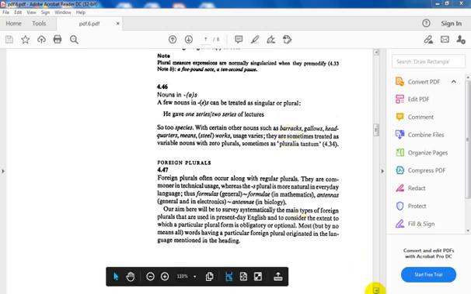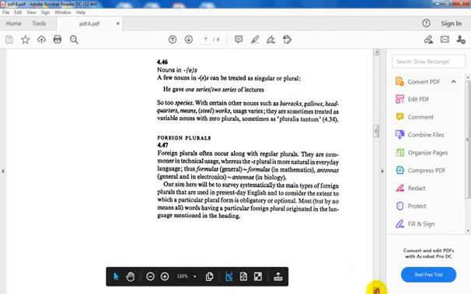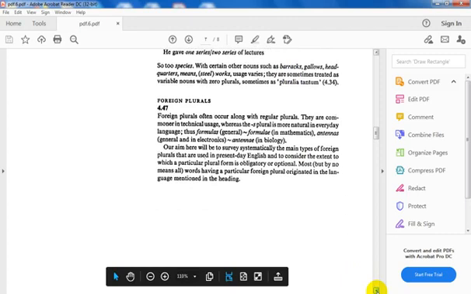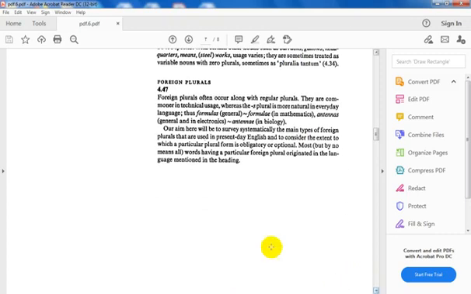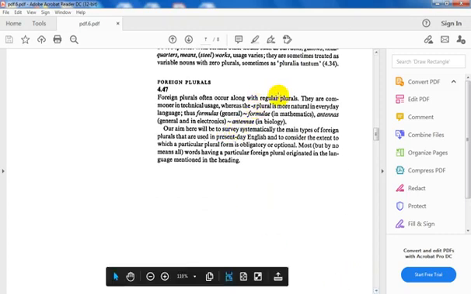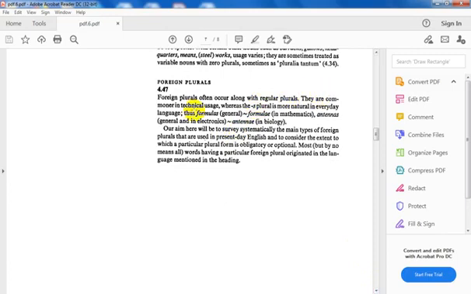Last type of irregular plural is variable. Regular, which is foreign plural. Foreign plurals often occur along with regular plurals. Okay, they are commoner in technical usage. So the foreign plural is limited to technical usage, but in frequent or common conditions, they are used with regular plural.